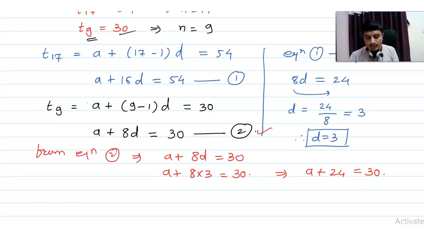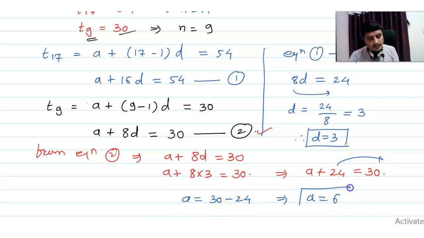To evaluate the value of variable a, we have to shift 24 from LHS to RHS. 24 is positive, after shifting it becomes negative 24. So the value of a is 30 minus 24, which is 6. So the first term of the AP, that is a, is 6, while the common difference, that is d, is 3.